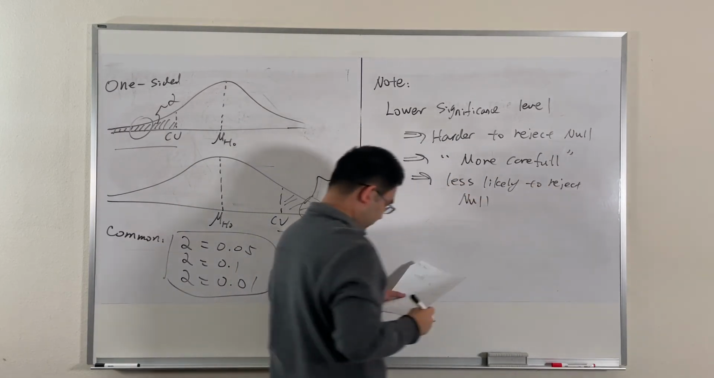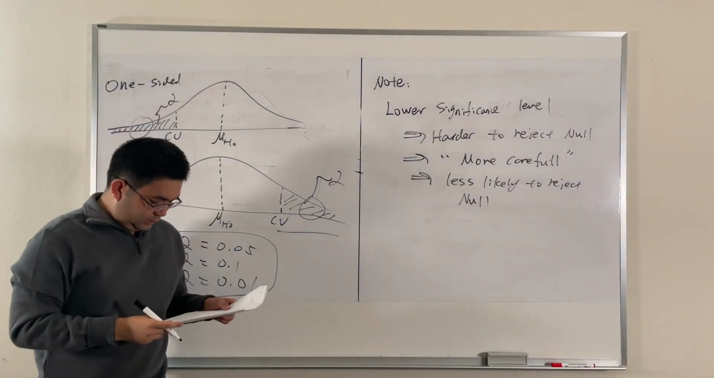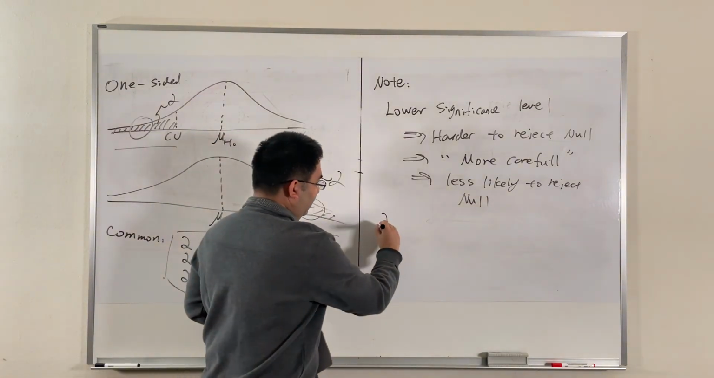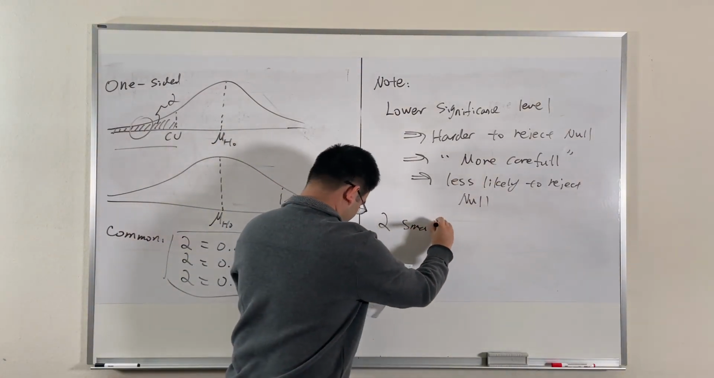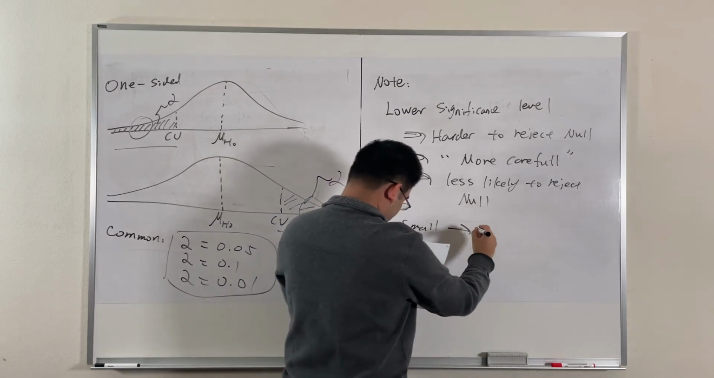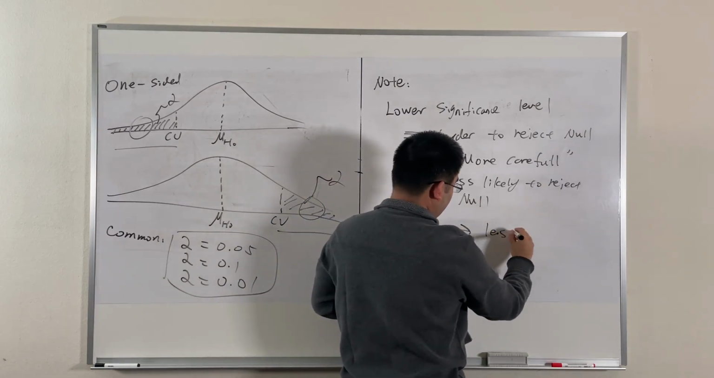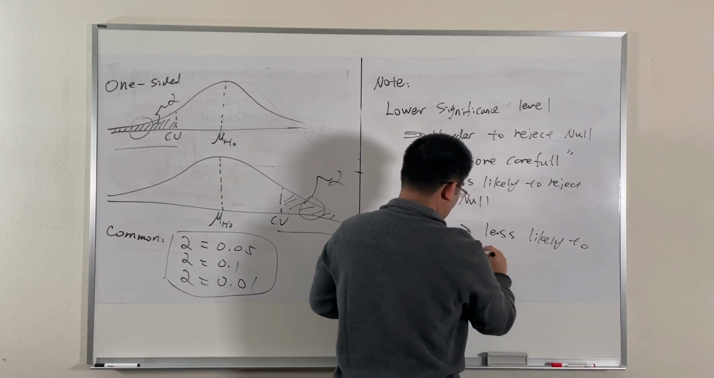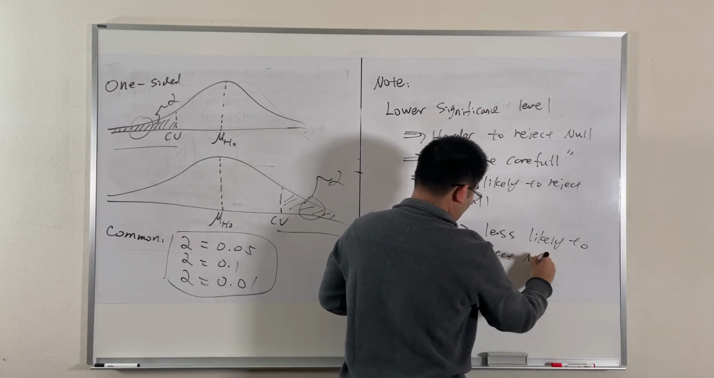Okay, good. So which means that if alpha is small, then we're going to say we're less likely to reject your null.